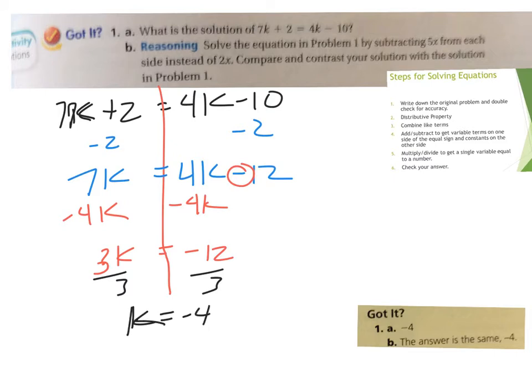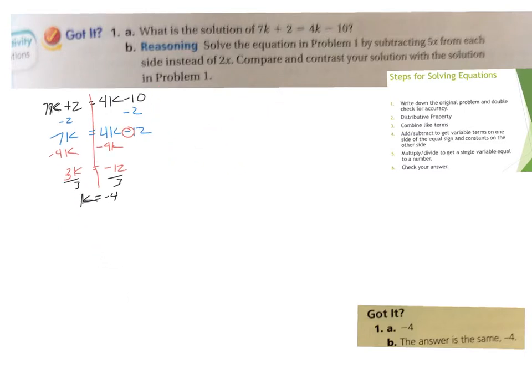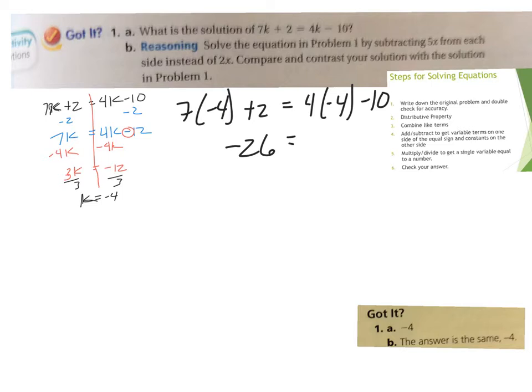And you can prove that. So I'll give you a second to look at that. Then I'll slide this out of the way so I can do the check, which I do expect from you. So you're going to have 7 times negative 4 plus 2 equals 4 times negative 4 minus 10. On the left, I'm going to get negative 28 plus 2, which is negative 26. On this side, I'm going to get 4 times negative 4, which is negative 16, minus 10 more is negative 26. So my answer was correct.